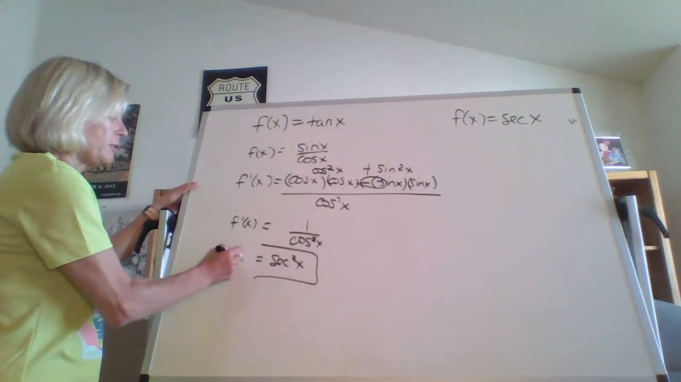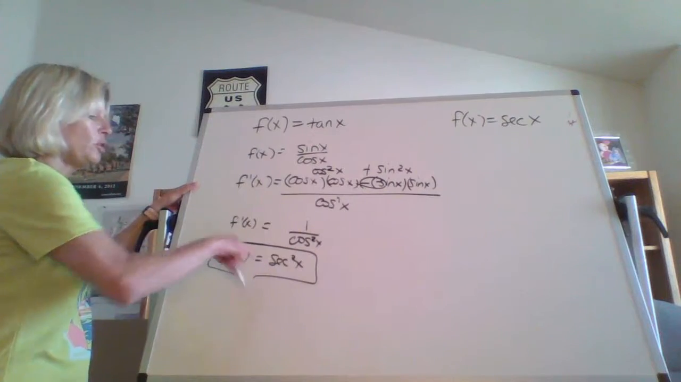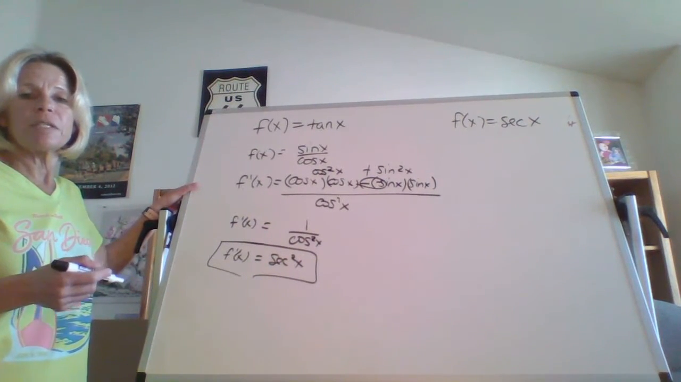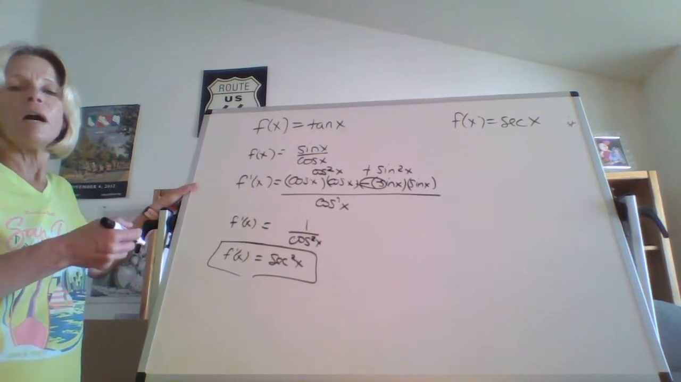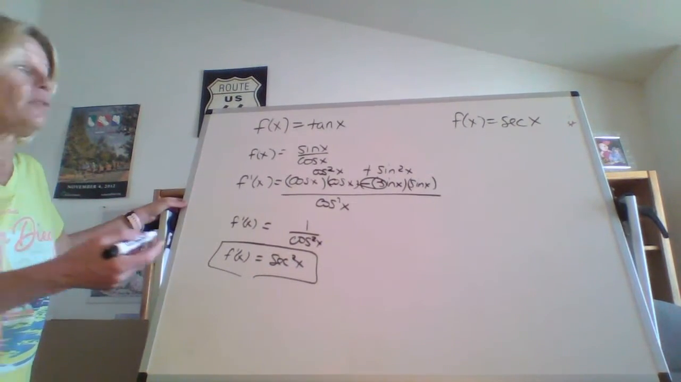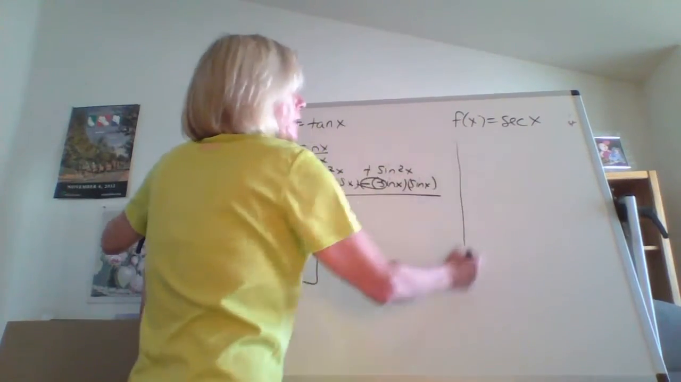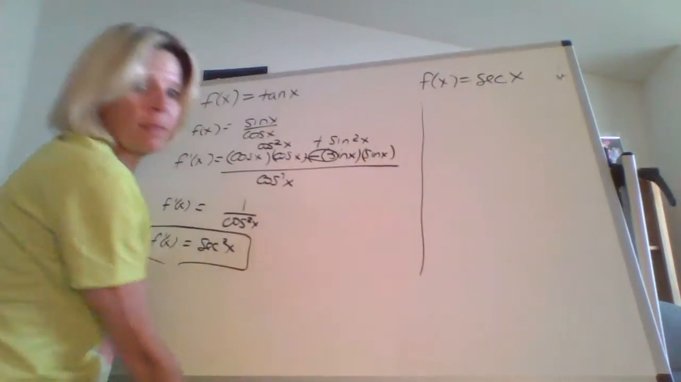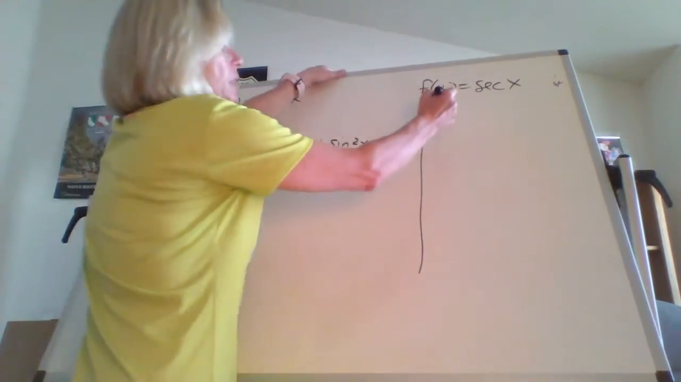So that's the way that I'm going to want you, I want you to leave it as secant squared x. Because when you go on to Math 160 or Calculus 2, you're going to be using that derivative and antiderivative a lot. Okay, next step. I'm going to do the same thing with secant x.